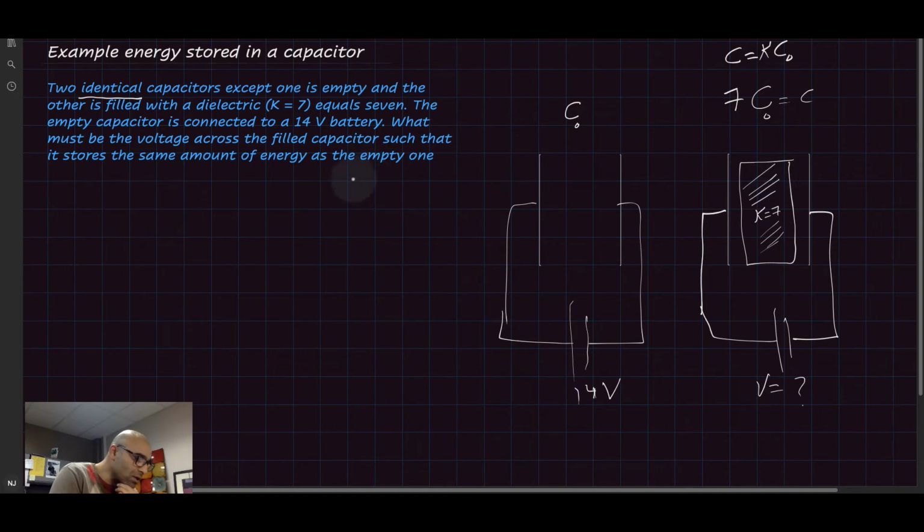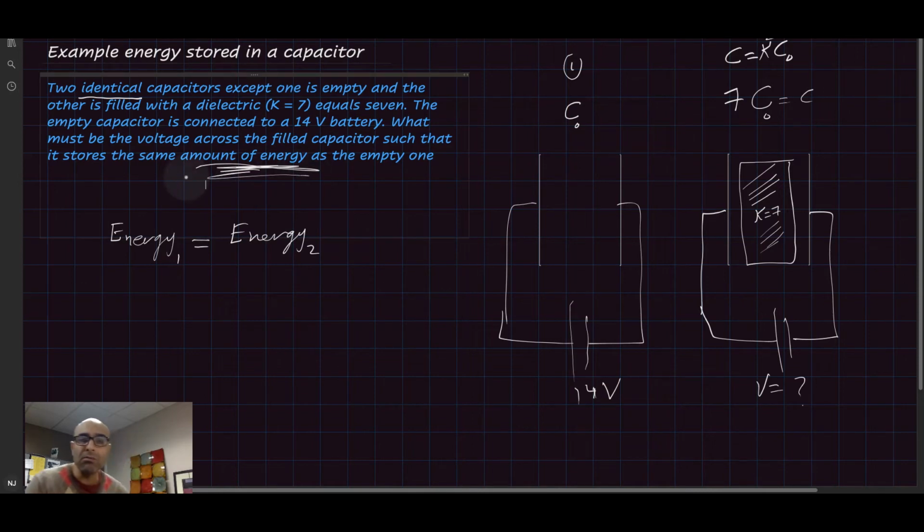So we start actually from where the problem is. We need the energy of both of them to be the same. So I'm going to call this 1, and I'm going to call this 2. So I'm going to say energy of 1 must equal energy of 2, because that's what the problem dictates.